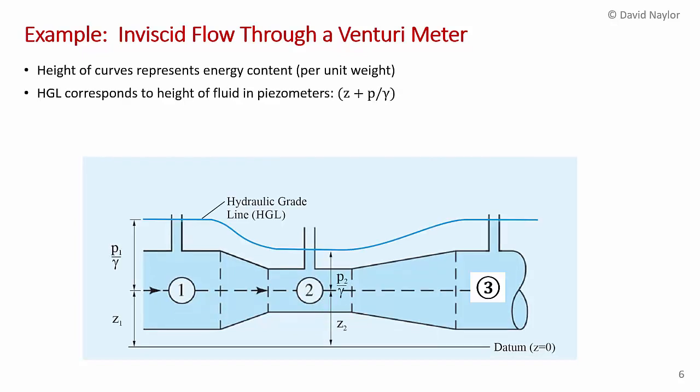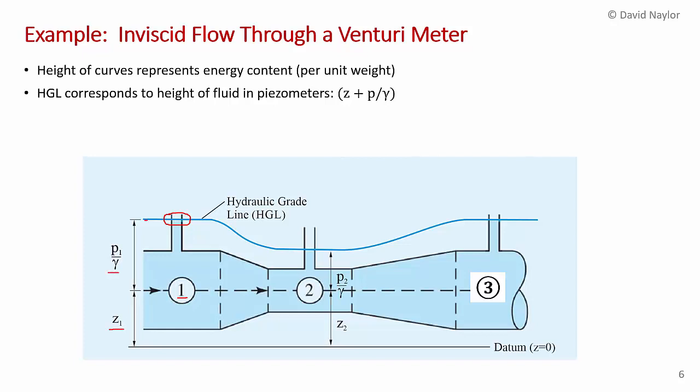As we discussed on the previous slide, the hydraulic grade line corresponds to the height that a piezometer would rise if there was one attached to the pipe. So it's Z plus P upon gamma, the elevation head plus the pressure head. And here at point 1, you can see this is the point that a piezometer would rise to, Z measured relative to some arbitrary reference, plus P1 upon gamma.